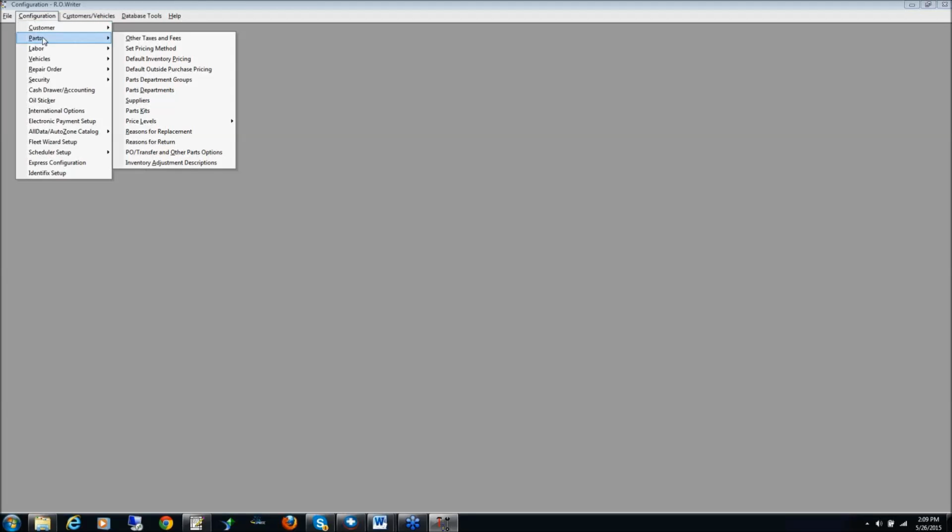If you go to configuration and then down to parts, the submenu that I was referring to opens up to the right-hand side. On that right-hand side, the second option down says set pricing method. There are actually three primary configuration windows that deal with smart pricing for parts. That starts with this one right here that says set pricing method, underneath that default inventory, and then default outside purchase pricing. We'll touch on each one of these as we go along.